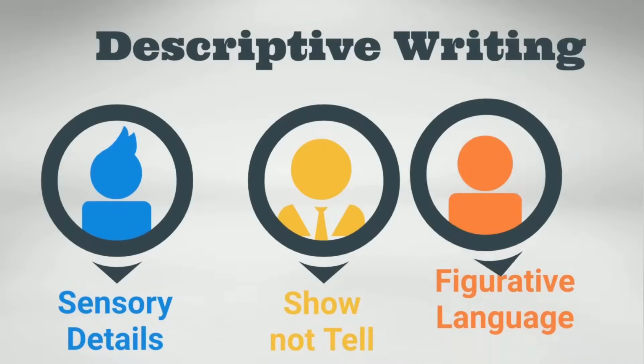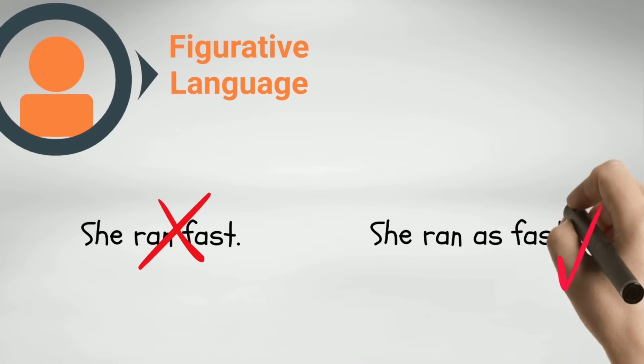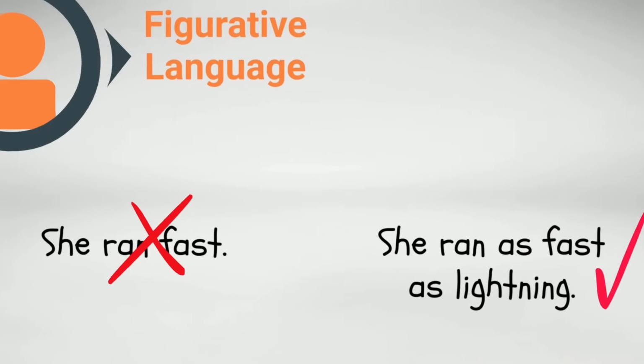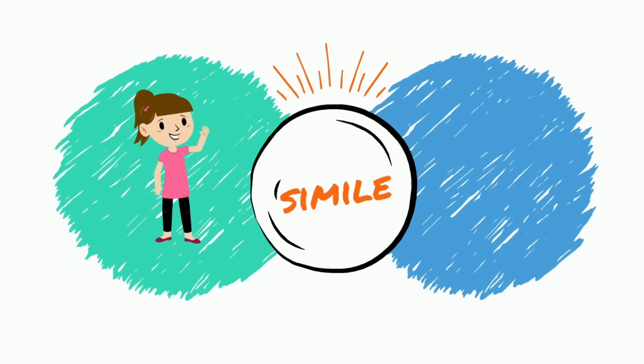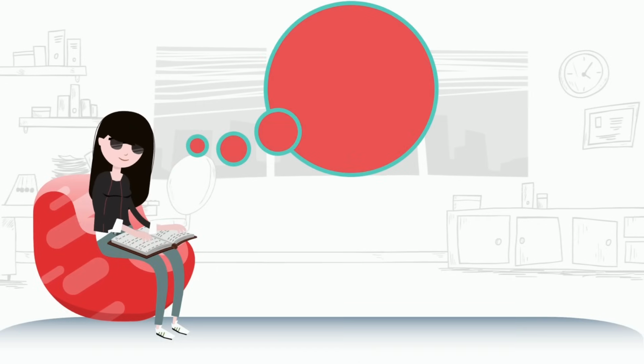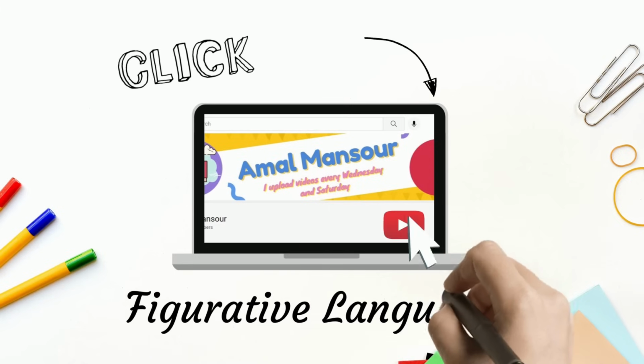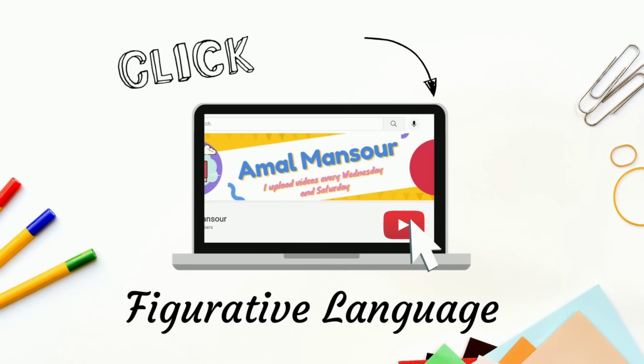The third technique is figurative language. This is when you describe something by comparing it to something else. So instead of saying she ran fast, write she ran as fast as lightning. Here I've used a simile to compare the girl to a lightning, and this is memorable because it makes the reader look at the girl running from a different angle. And to learn more about figurative language, click on the link in the description below.